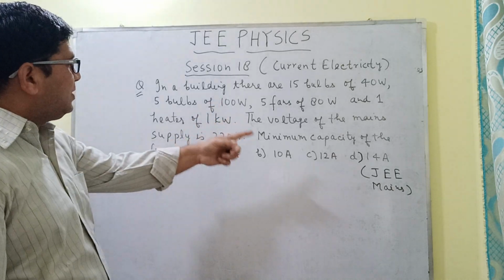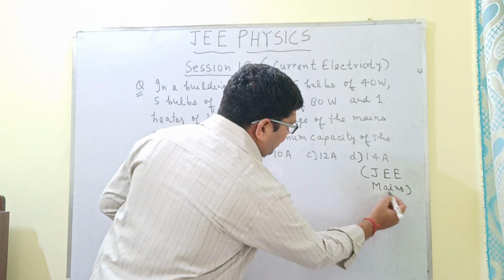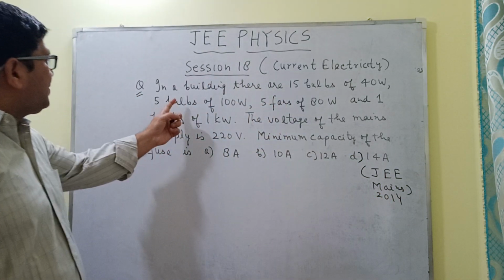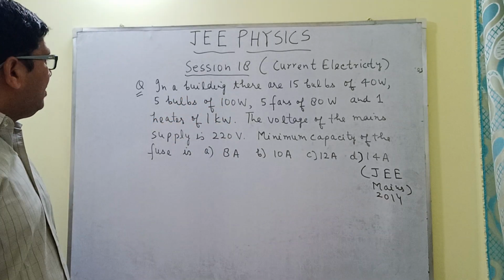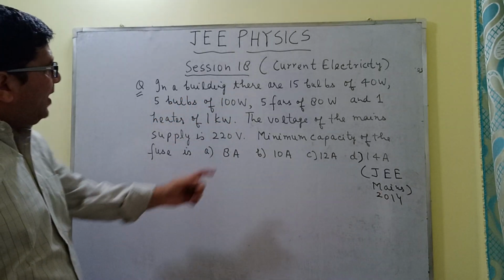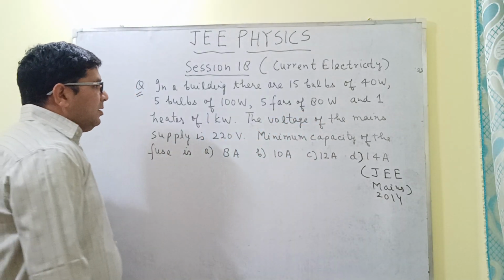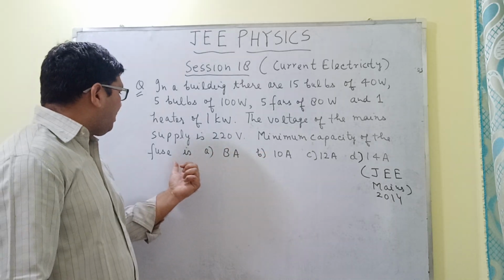And I have taken this question from the JEE Mains examination. This question was asked in the year 2014. In this question, it is written that there is a building in which there are 15 bulbs of 40 watt, 5 bulbs of 100 watt, 5 fans of 80 watt rating, and 1 heater of 1 kilowatt rating. The voltage of the main supply is 220 volt, and we have to find the minimum capacity of the fuse.